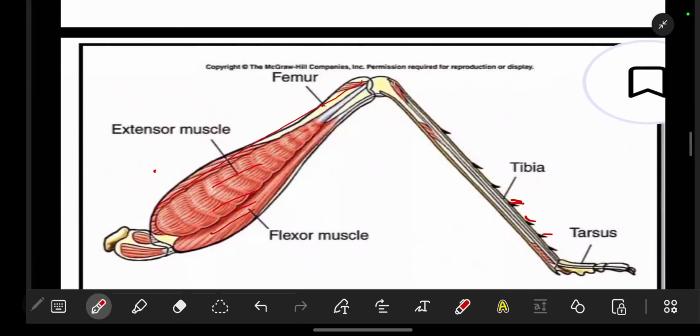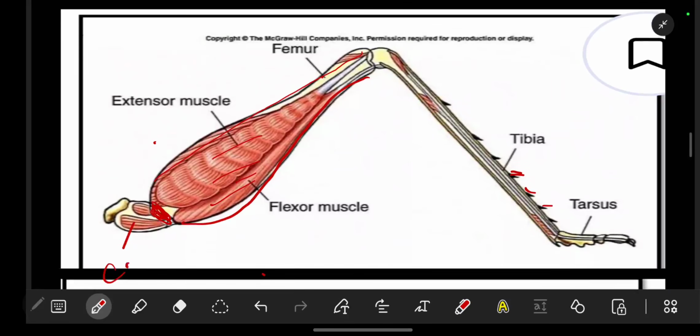So drawing the femur, we know the femur is what forms the thigh. Then we have the tibia, then the layer in between. So this must be the coxa. Then here we have the trochanter. So this is our trochanter.